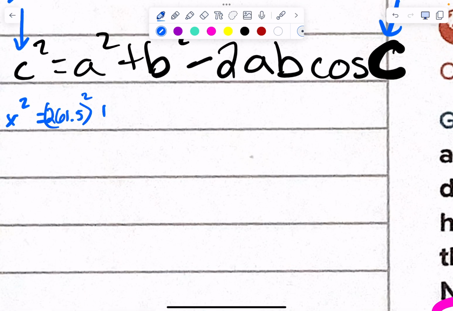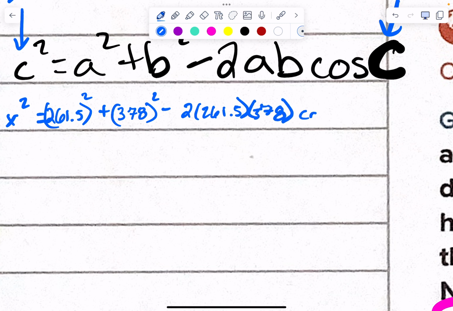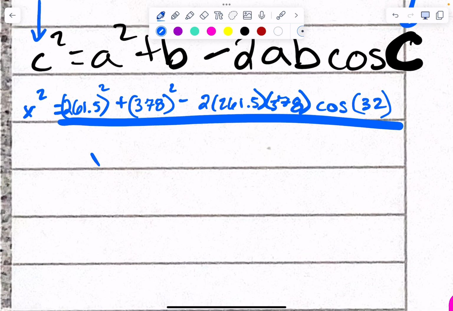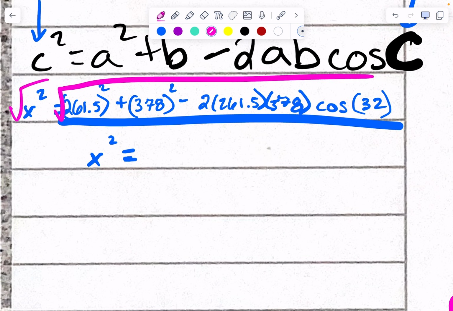261.5 squared plus, is it 378 squared, minus 2 times 261.5 times 378 cosine of 32. You should be able to enter this all in at one shot, and you get a big, huge number. Do you have it before you take the square root? Did you just take the square root of all of that junk underneath? Yeah, that's fine. If you want to take the square root and all of that stuff goes underneath, that's totally fine.